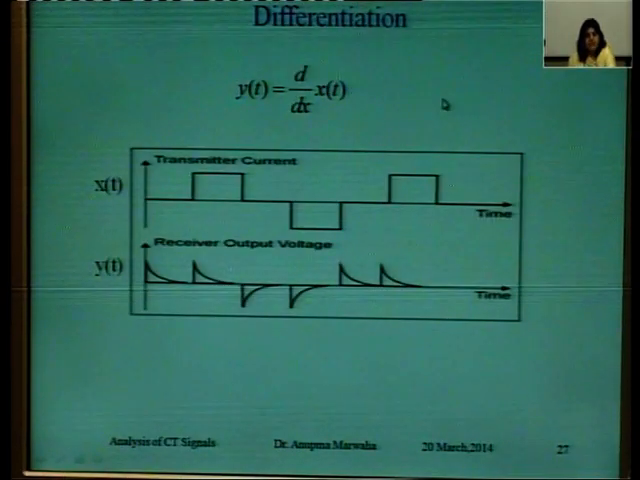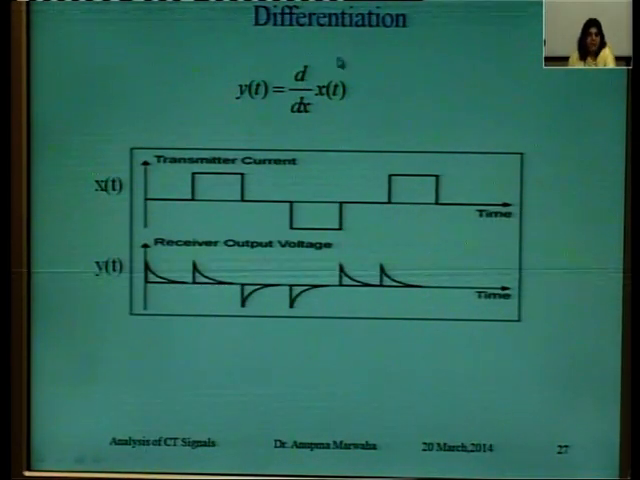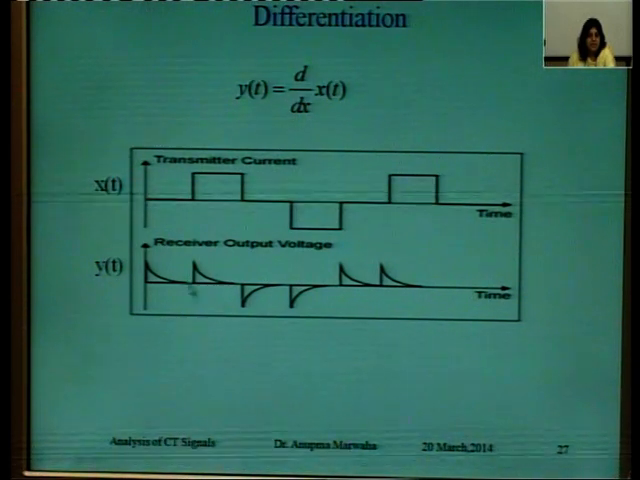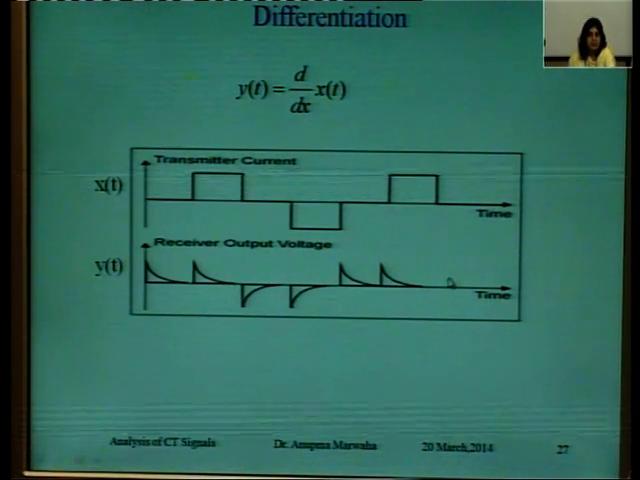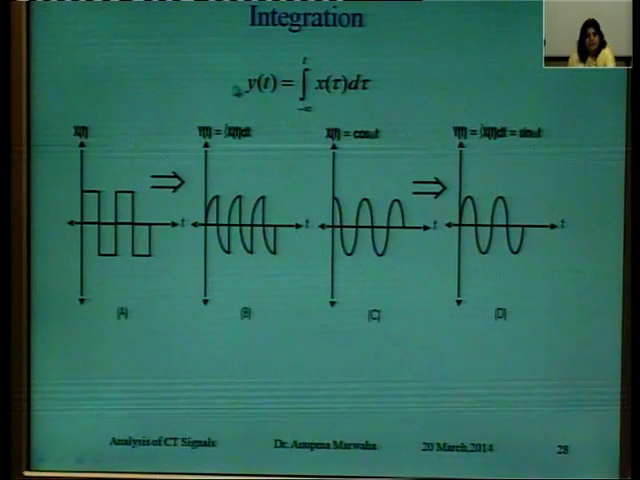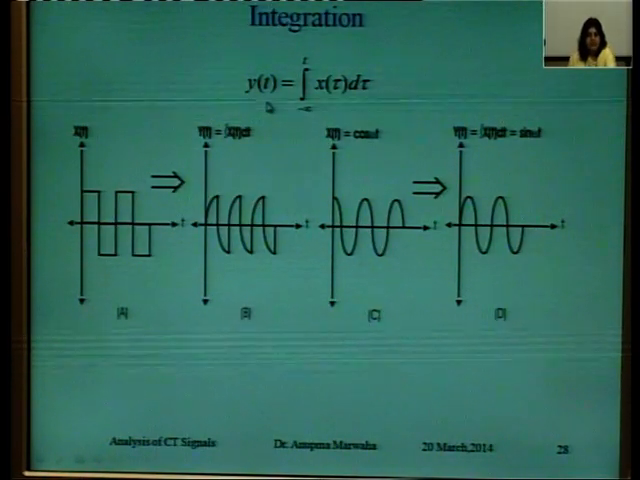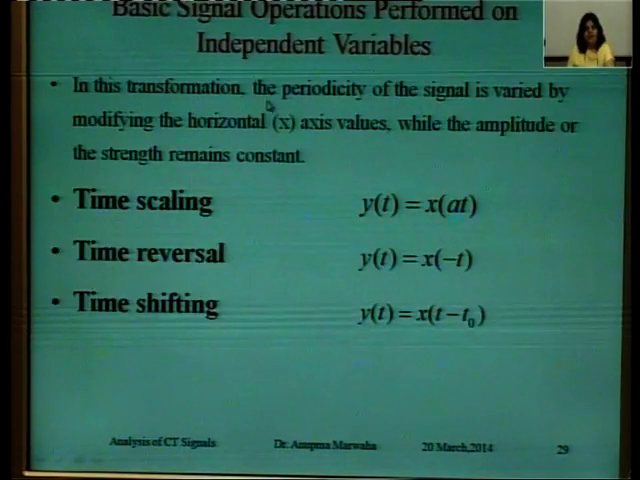The next operation is differentiation. If we have the basic signal x(t), then we can differentiate the signal x(t), and the resultant signal will be y(t). So, this is the signal x(t). If it is differentiated, we get the transformed signal y(t). The next operation is integration. If we have signal x(t), we can integrate the signal to obtain y(t).